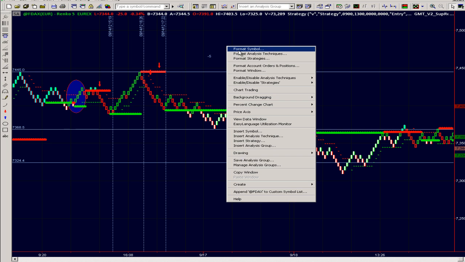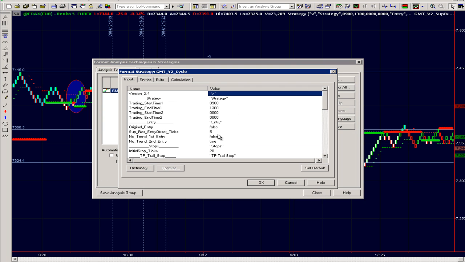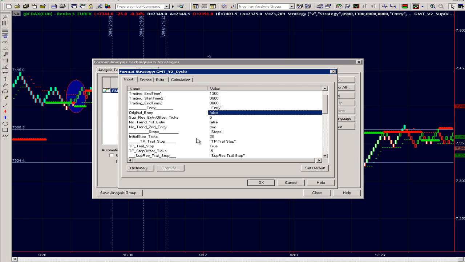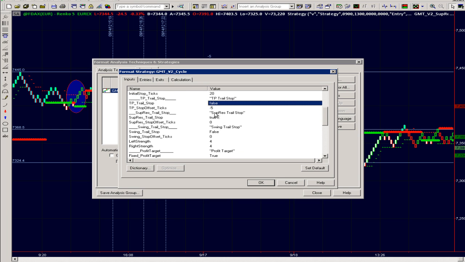So if we go back into the strategy, you're probably thinking to yourself, well, that's weird because it's a cycle trading. So what you've done is you've said, right, I'm going to get in on my first entry or second entry, say. I'm going to have an initial stop. I'm turning this to false. I'm not going to have a fixed target. I'm going to run a support resistance trailing stop.